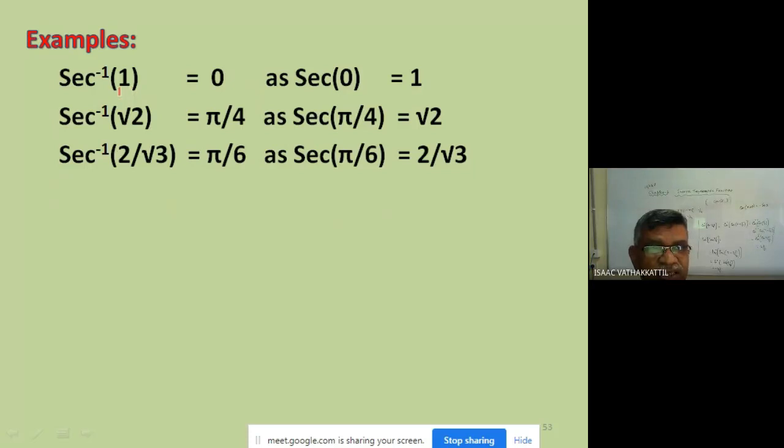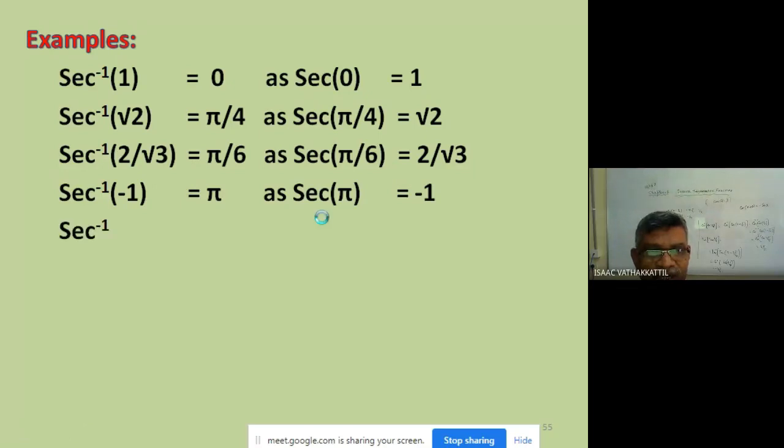Examples are very simple. Sec inverse 1 is 0 because sec 0 is 1. Sec inverse root 2 is pi by 4 because sec pi by 4 is root 2. You know, cos pi by 4 is 1 by root 2, so sec pi by 4 is root 2. Sec inverse 2 by root 3 is pi by 6 because sec pi by 6 is 2 by root 3, because we know cos pi by 6 is root 3 by 2. Sec inverse minus 1 will be pi because sec pi is minus 1.